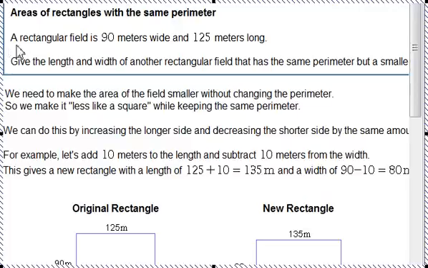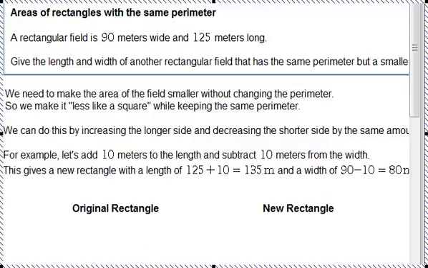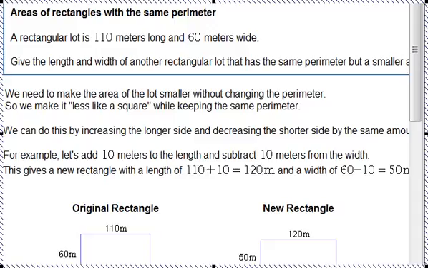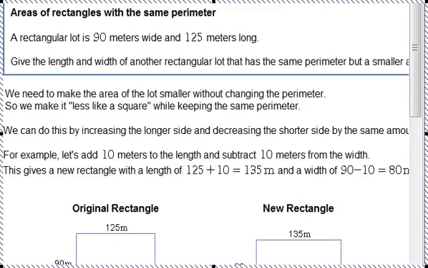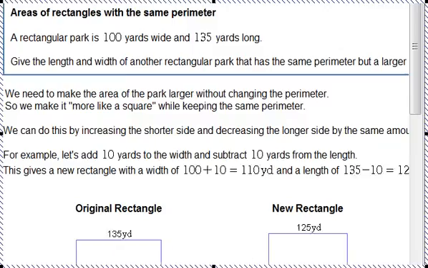All right, so let's try this one. Wait, no, this one's still kind of the same deal. Same deal. Wow, you got a lot of ones with smaller. There we go. Okay. So this one says a rectangular park is 100 by 135. Give the length of another rectangle that will have the same perimeter but a larger area.